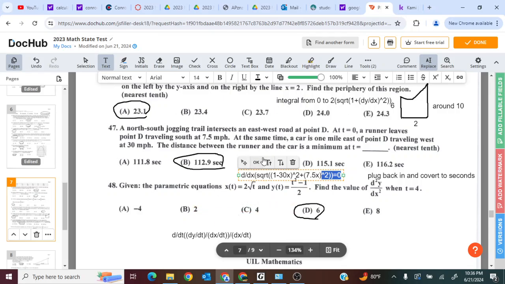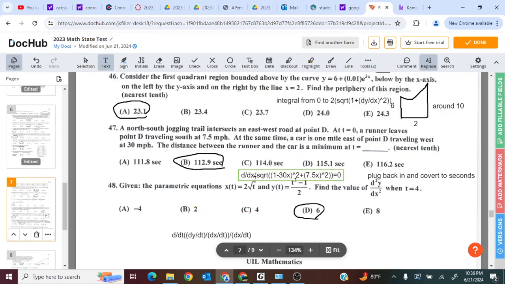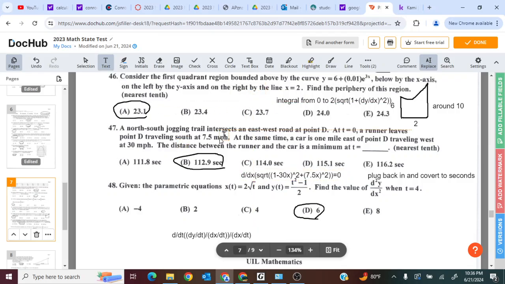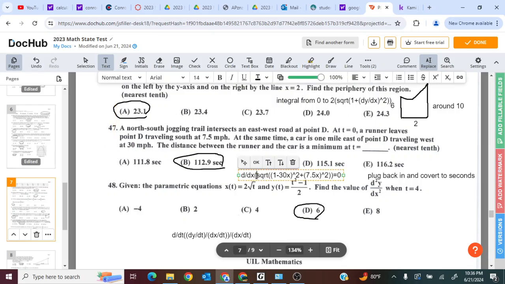Like 48, I'll be able to prove 48 to you, kind of. Okay, so this is your distance equation. At t equals 0, a runner travels south at 7.5 miles per hour, and 1 mile east of the starting point, a car is traveling at 30 miles per hour. So your x distance is going to be that 1 mile minus 30 miles per hour times your time. This is your x distance.